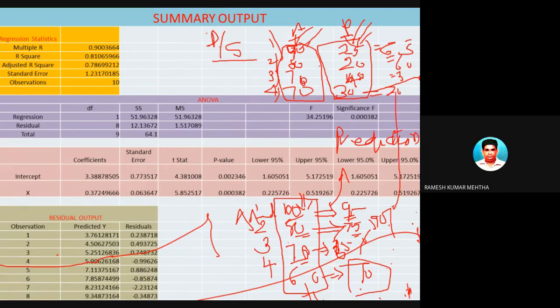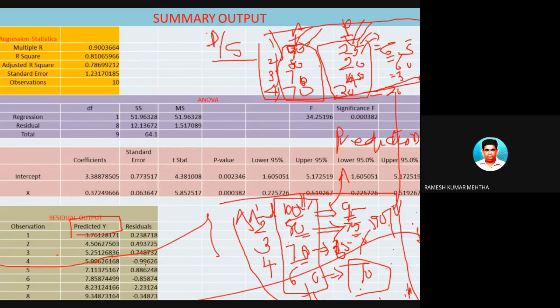But look at this case, almost whatever marks they thought were similar, almost similar, plus or minus 5% variation. But in this case, there is a huge variation. So this is not a good prediction model, whereas this is a very good prediction model because the actual and the predicted marks are almost the same. So hope you have understood this particular point, which is predicted y.